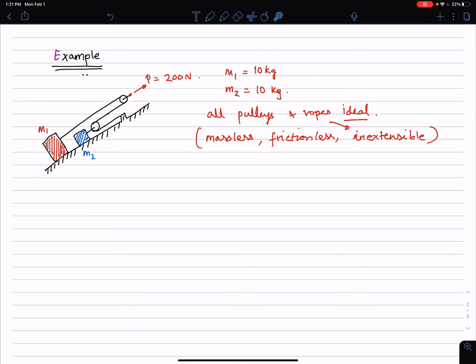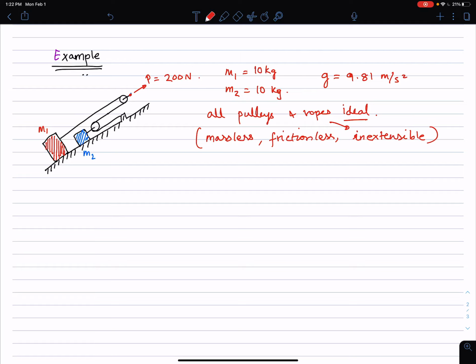So here's another pulley problem where you have two masses connected by this somewhat complicated pulley system, and this pulley is being pulled along by this force, 200 newtons. The masses are given, and maybe acceleration due to gravity is something. Okay, so how do we solve this problem?